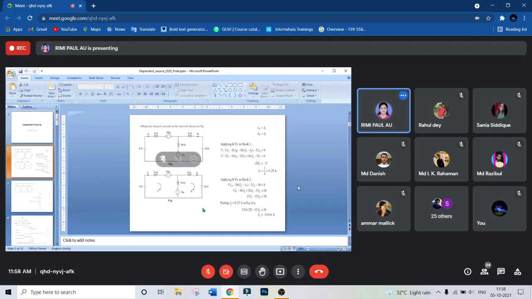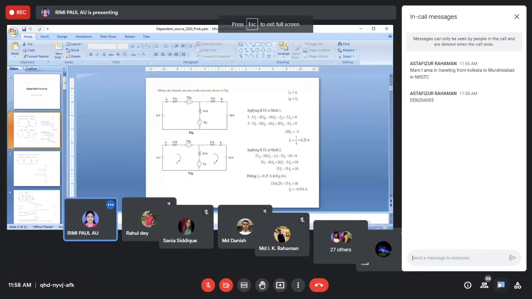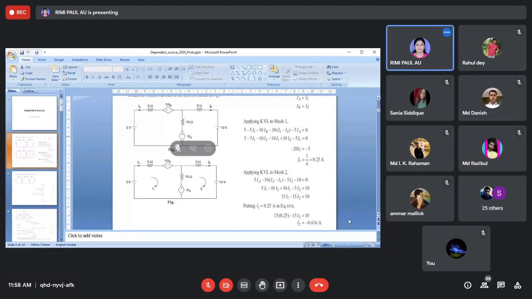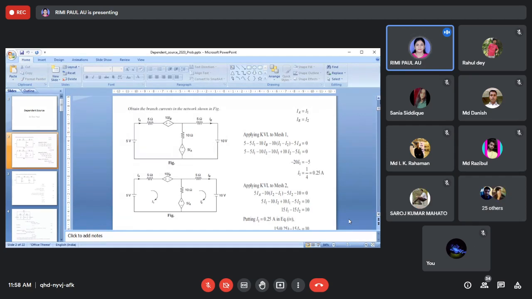This figure, I think you can see the slide, right? Yes, ma'am. Okay. So you can see here that this sign is present. I already told that when you see this diamond type symbol, you can say that this is a dependent source, and this battery is present, so it is an independent source. Now which type of source is this?